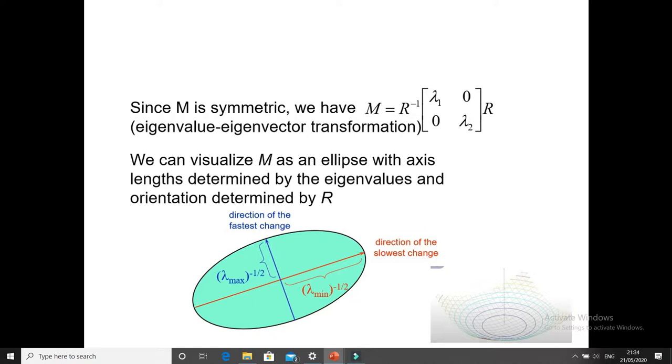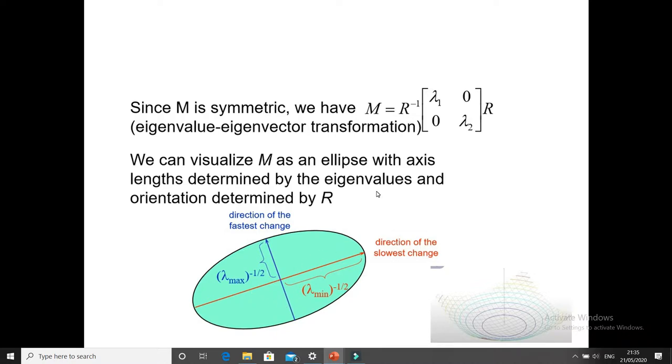We can think of M as being rotated or unrotated by R, then it is a diagonal matrix, which is rotated by R inverse, and then its inverse is rotated again by R. So now we can go for the eigen decomposition of matrix M. Here we can visualize M as an ellipse with axis lengths determined by the eigenvalues and the orientation determined by R. We have two axes of this ellipse, and the axis lengths are determined by lambda, or the eigenvalues, and its direction and slope are determined by R.